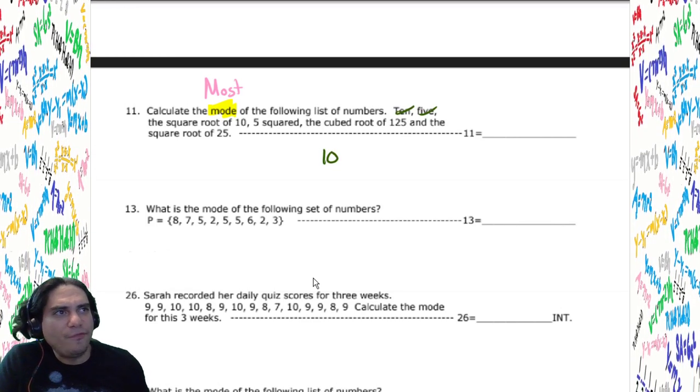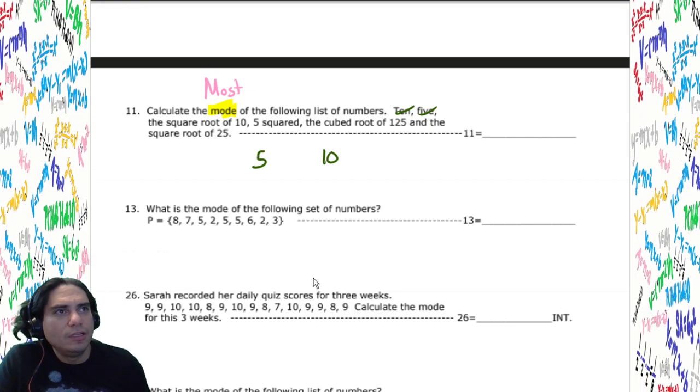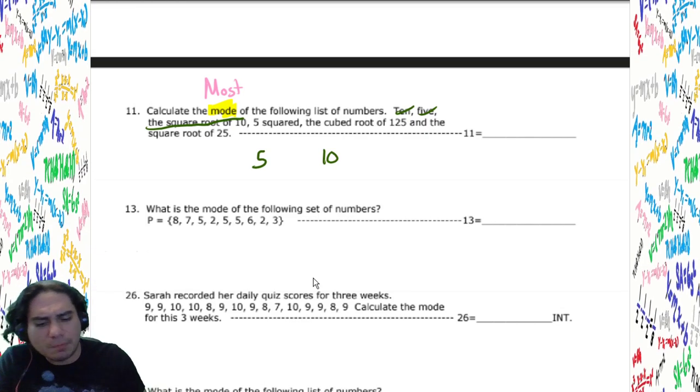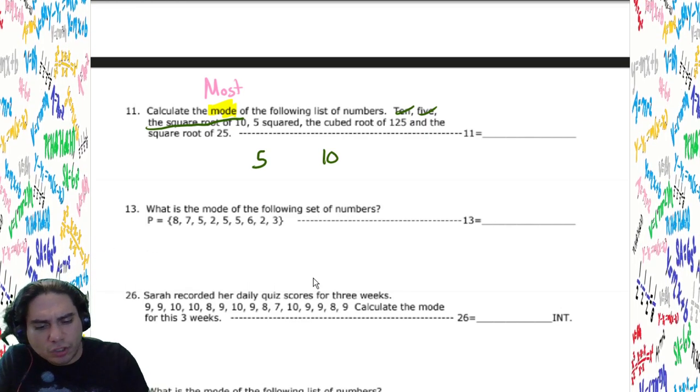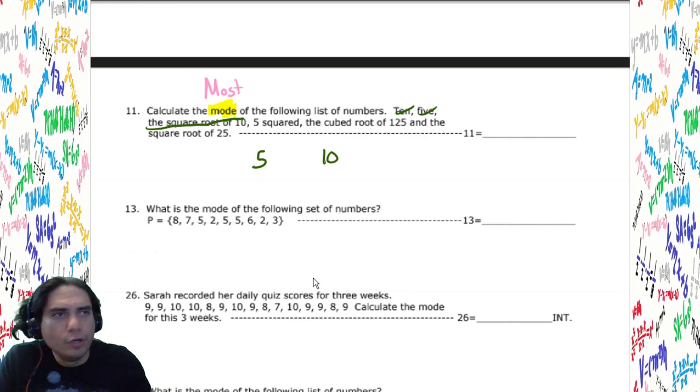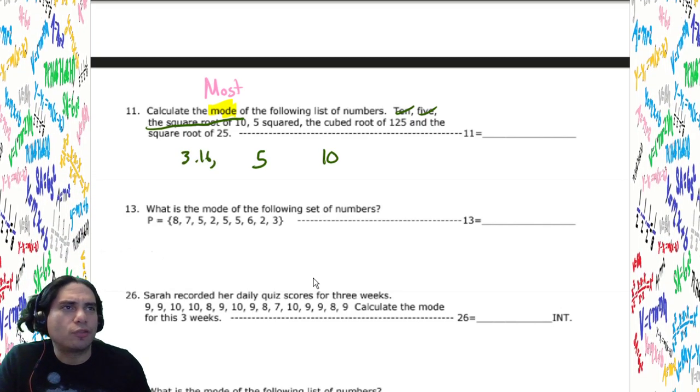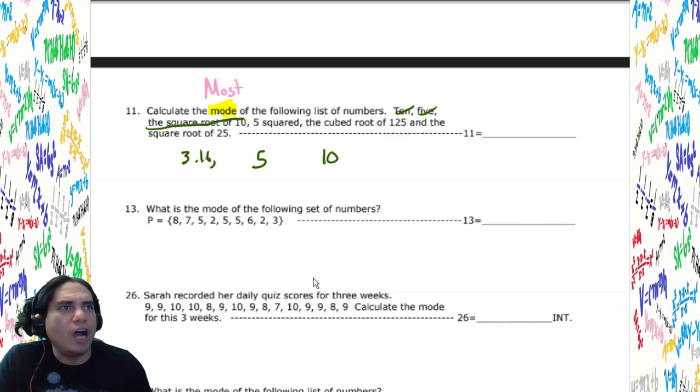Okay, we got number 5. Let's go ahead and write down 5. Square root of 10. Okay, so I'm going to approximate. I'm not even going to hit enter. I'm going to hit 10, square root. And I got about 3.16. All right, I got 3.16. So that one's gone.